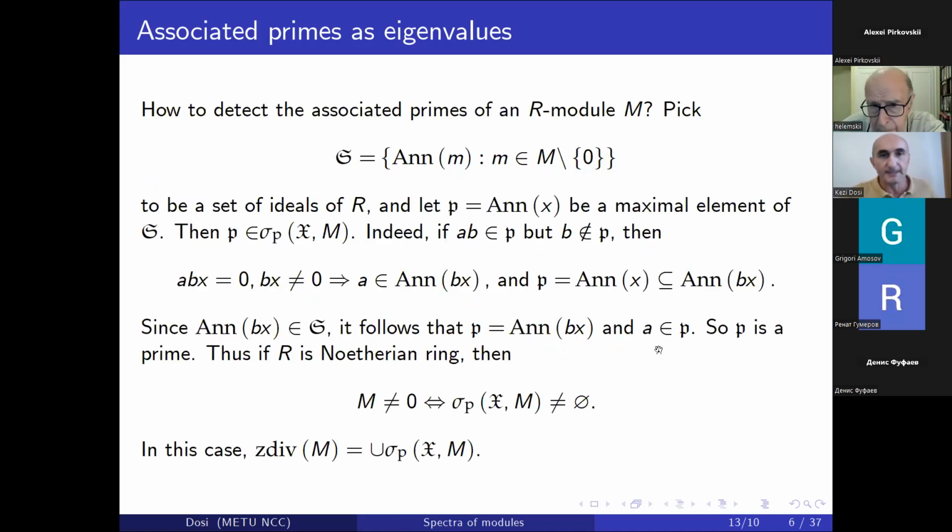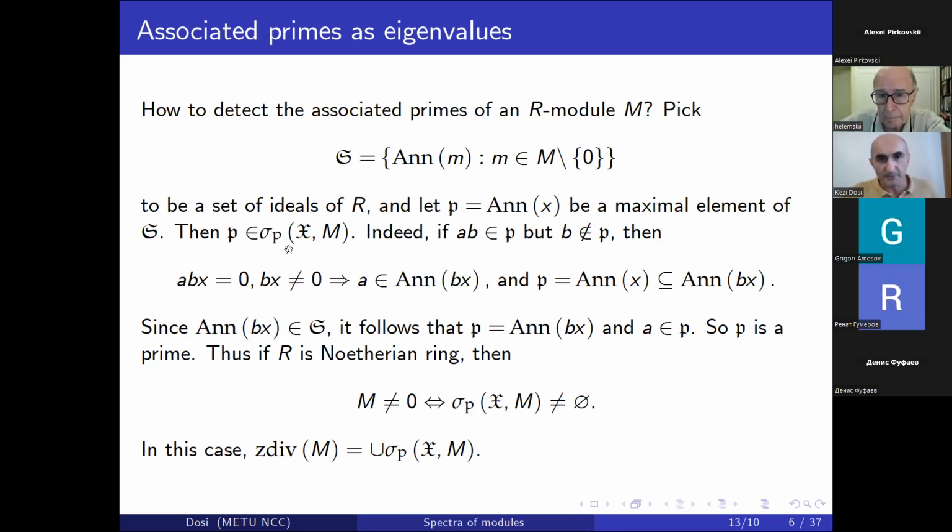Okay. Well, but how can we detect these associated primes? How can we find them out? Look, I mean, the standard method: get the annihilators of module elements, non-zero ones. This is a family of ideals inside of R, right? And suppose we have some maximal element P of this set C, for example the annihilator of x. My claim is that then P will be exactly an associated prime that we are looking for.